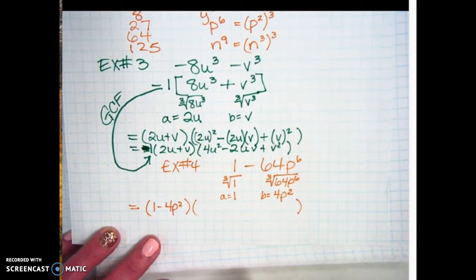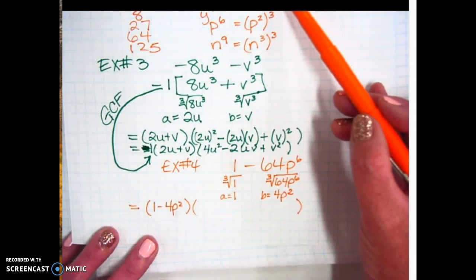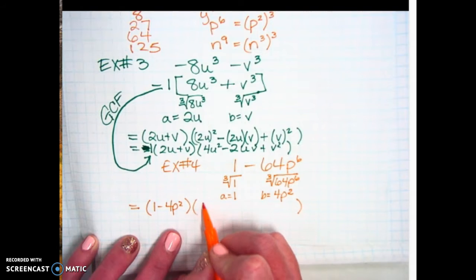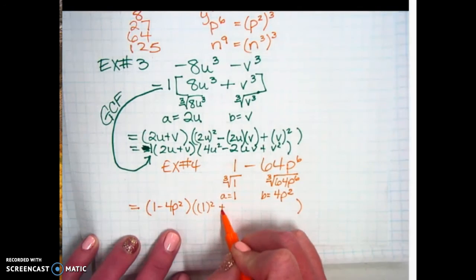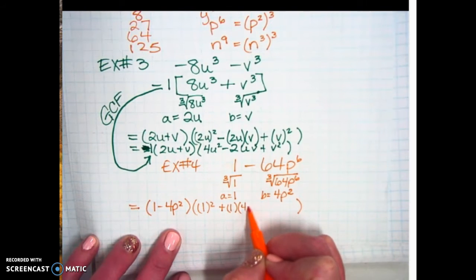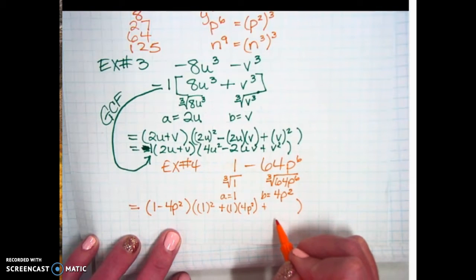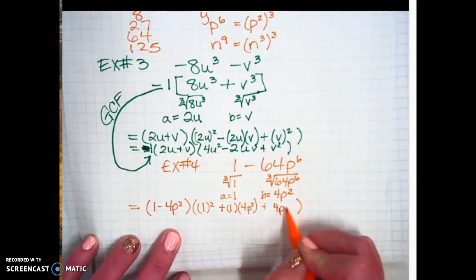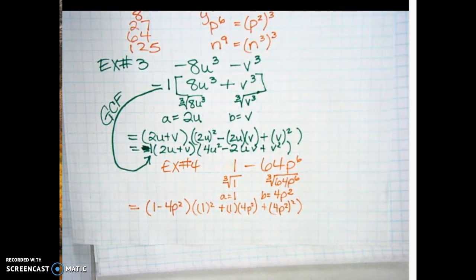Okay? Now let's do our trinomial. So our trinomial is going to be a squared. So we're going to take the 1 and square it. Then we should have plus ab. So 1 times 4p squared. And then plus the b squared. So plus 4p squared squared.